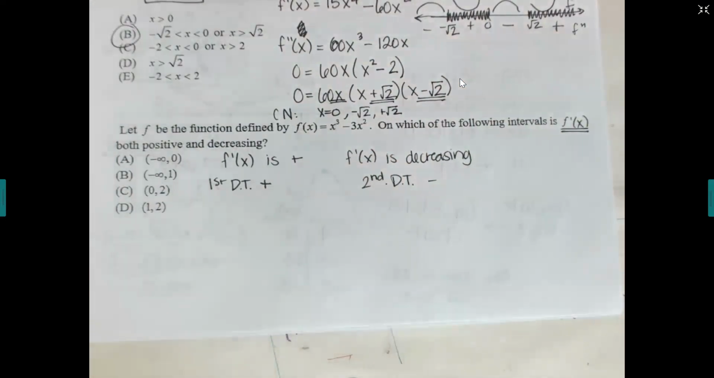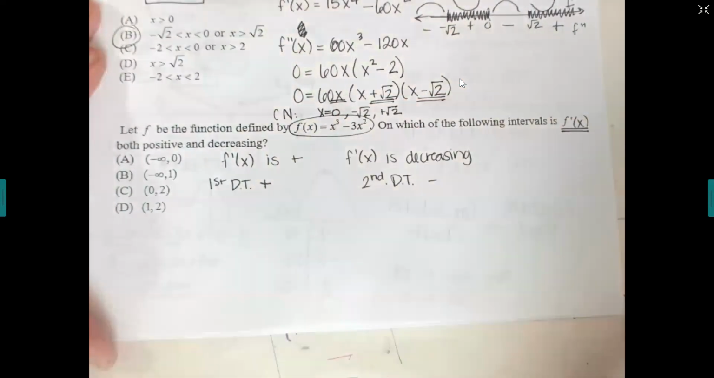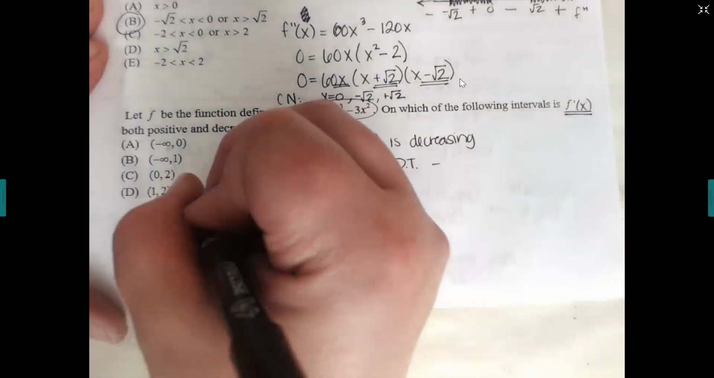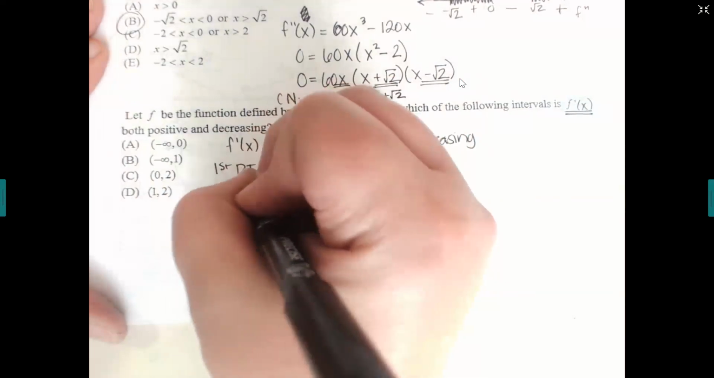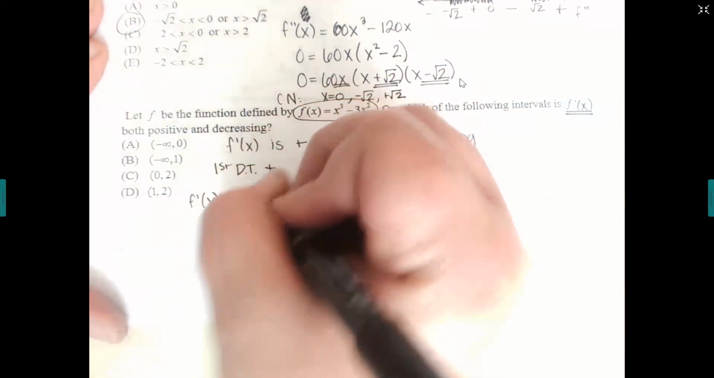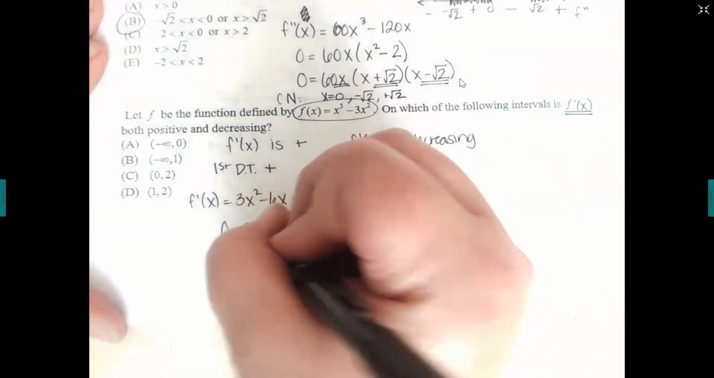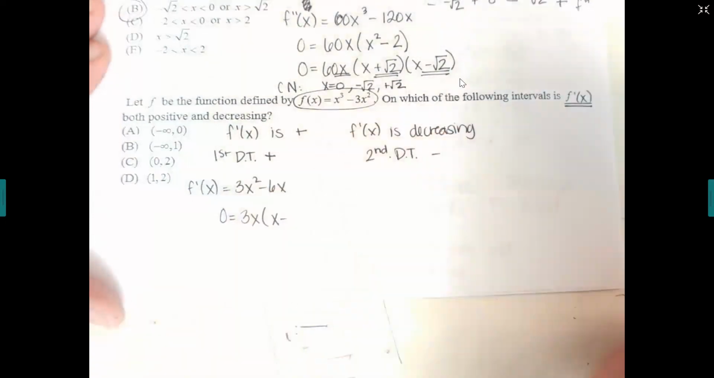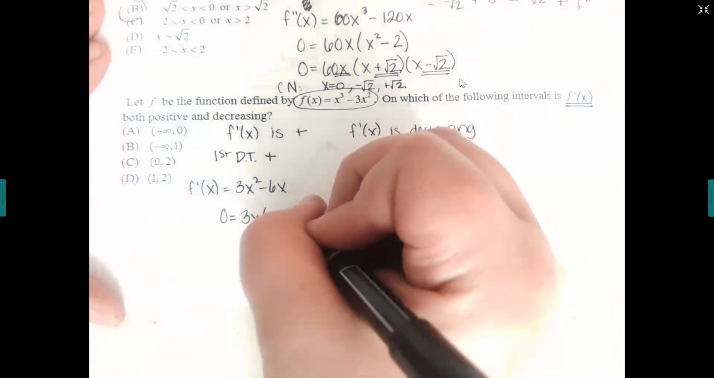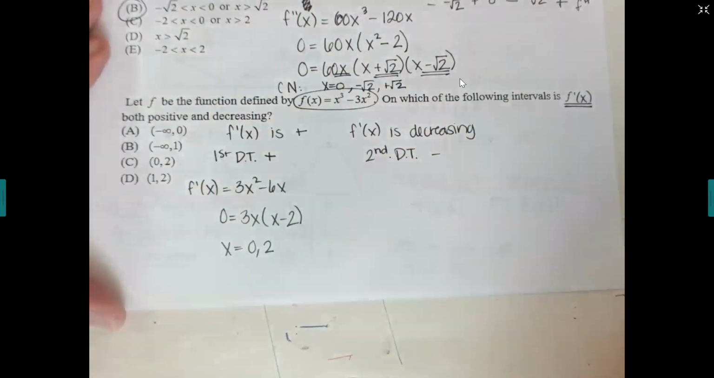So let's start with the first derivative test. If this is f, what would f prime be? 3x squared minus 6x. Setting that equal to 0. Take out a 3x, what's left over? x, x minus 2. Critical numbers are 0 and 2.